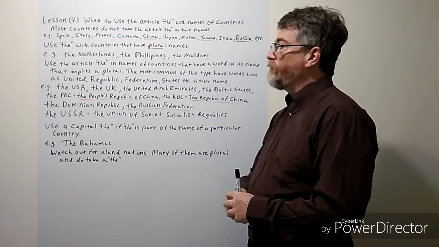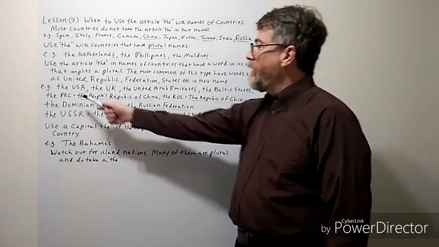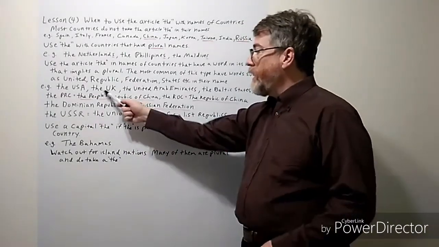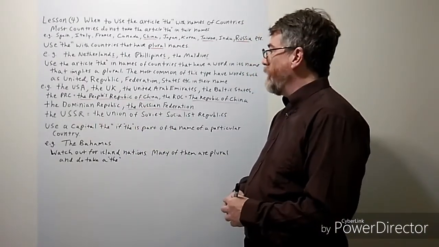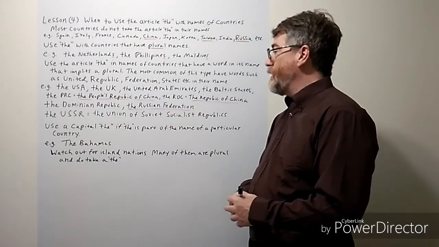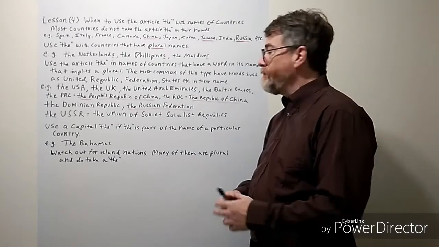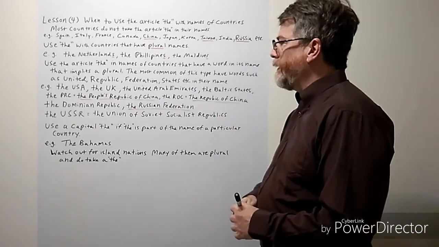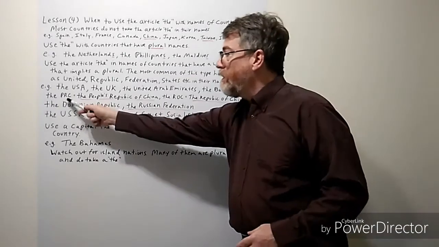Here are your perfect examples. The USA, the United States of America. The UK, the United Kingdom. The United Arab Emirates, which you often see abbreviated as the UAE. The Baltic states.